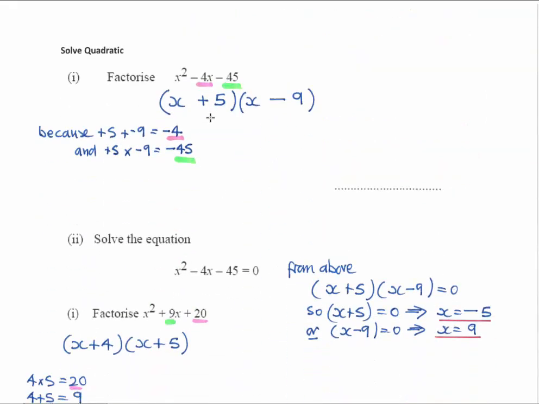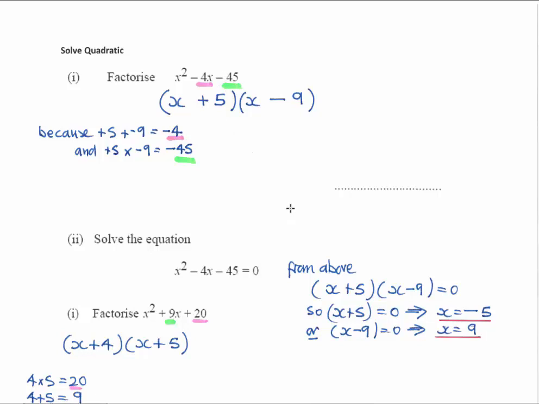Here we've got to factorize. So remember, we're looking for two numbers that are going to multiply together to make minus 45, and add together to make minus 4. They're multiplying together to make something that's negative. So that tells me that one must be positive and one must be negative. If they were both positive or both negative, when you multiplied them, it would make a positive answer.